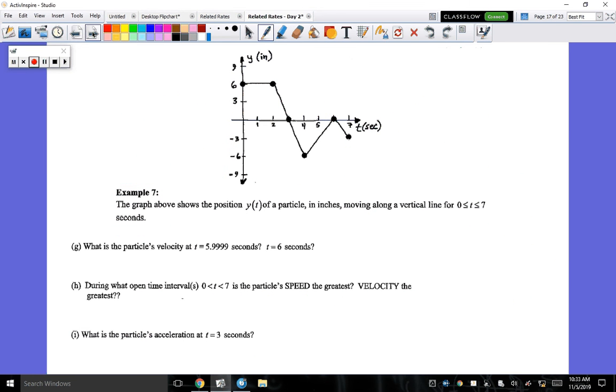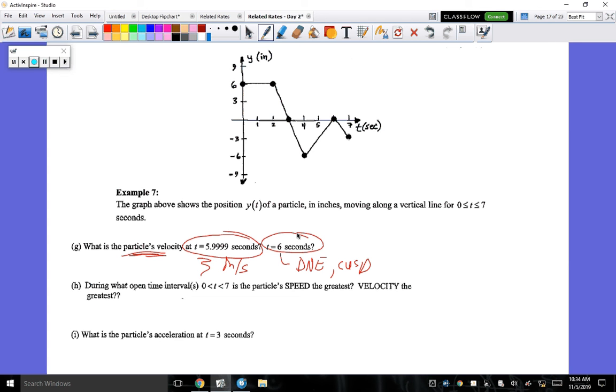Alright, so now let's move on. This is saying what is the particle's velocity at 5.9999999. So it's basically close to 6. It's right before. Would this be the same answer as the one we got previously? 3. Yeah. So this would be 3 inches per second because it's right before you get to 6. How about at 6 seconds? We don't know the velocity. It is not 0. It's just non-differentiable. So we'll just say does not exist because it's a cusp.